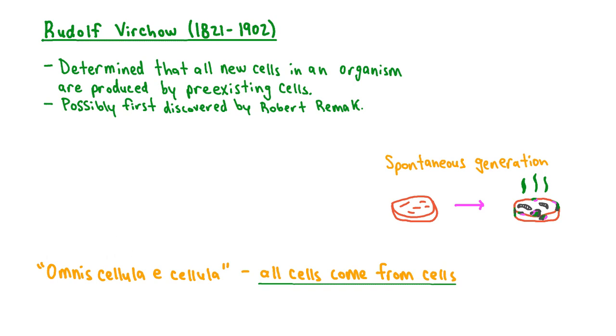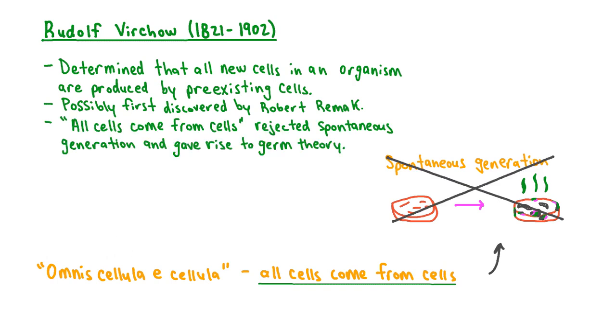This idea of all cells come from cells is a rejection of the concept of spontaneous generation, which was a commonly held belief at the time. The discovery that all cells come from cells gave rise to germ theory. This states that specific diseases are caused by certain microorganisms invading the body, and that infections in hospitals can be significantly lowered by hand washing between patients.